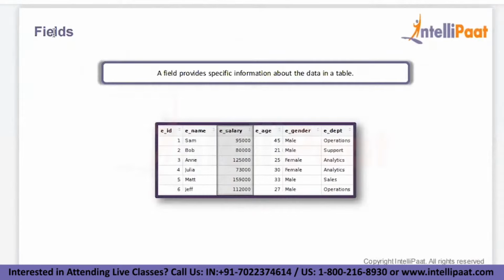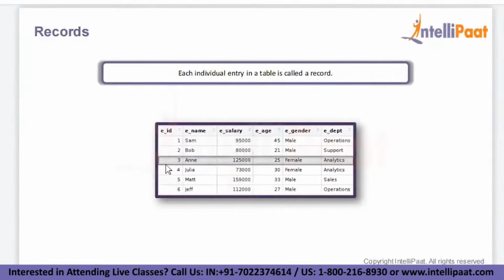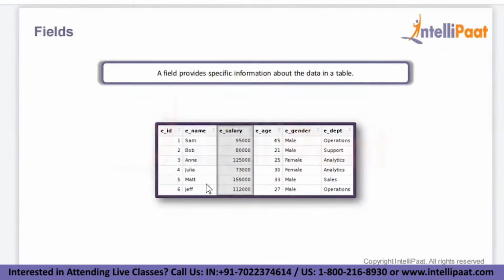So usually, if you are going to provide an individual complete set of record information, then it is termed a record. If you see here, 1,25,000, followed by her age is 25, and female, analytics is the department she belongs to. Or if you provide information like Bob, 80,000, 21 is the age, male, and support, this set of information we call a record. So this is a field, this is a record.